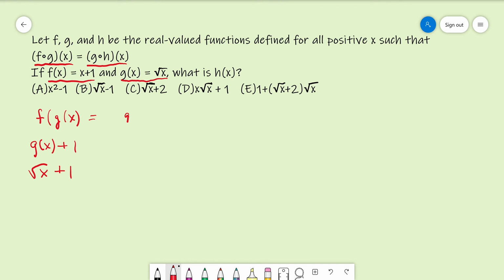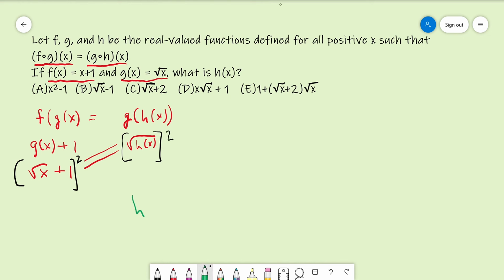Now, what's the composition of g with h? Let's see, g compose h. G of h of x. Well, g of x is the square root of x. So g of h of x is going to be the square root of h of x. So we know that the square root of h of x is equal to the square root of x plus 1. So now, if we square both sides of this equality, we will get h of x.